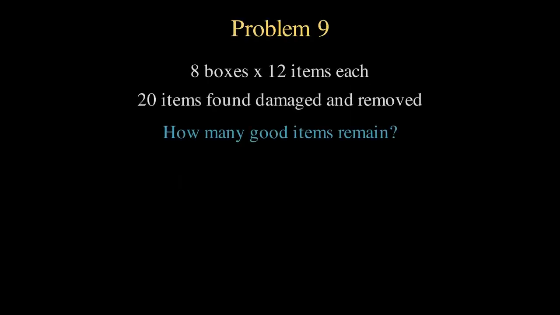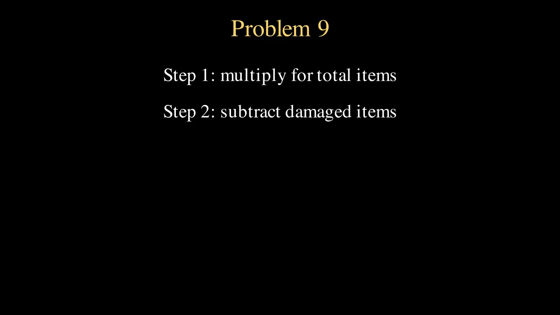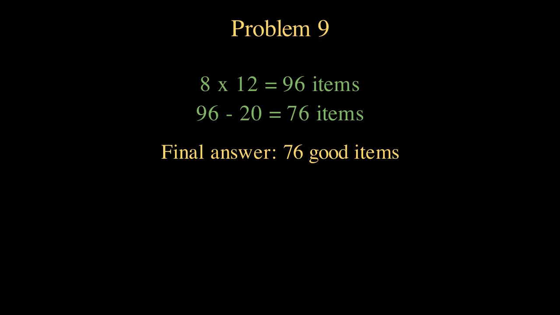Here is the problem. A packing company packs 8 boxes, each containing 12 items. From the total number of items, 20 items are found damaged and removed. How many good items remain? We first multiply to find the total number of items packed, and only after that do we subtract the damaged ones. 8 boxes with 12 items each gives 8 multiplied by 12, which is 96 items in total. Now subtract the 20 damaged items. 96 minus 20 gives 76 good items.